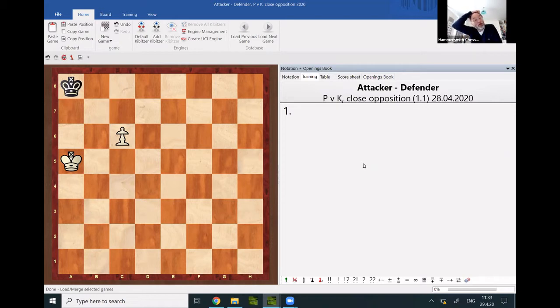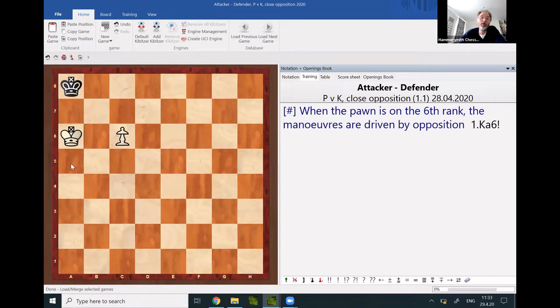Now, the first and by far the most important term in pawn endings that you have to learn is opposition. Opposition means your king is directly opposite the opponent's king. That would be close opposition. And we will see later on that there are also distant oppositions and diagonal oppositions.